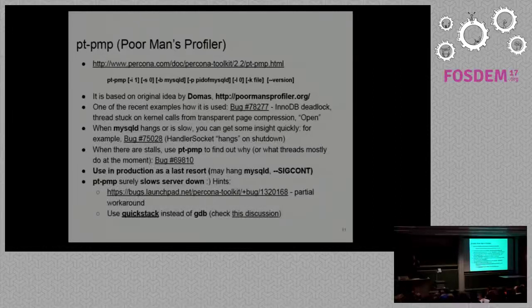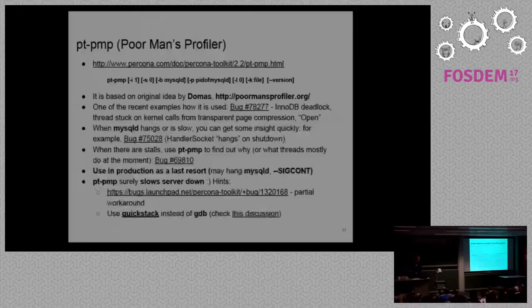Behind the scenes, historically it used GDB, so you trace your binary, and after running it may be left in a traced state. So please take care, and after running PMP, check if your MySQL is running. If it's hanging, send a continue signal to it to release it, if you are going to do it in production. Otherwise, you have a service stop. And there are ways to make PTPMP less impacting on performance. There is quickstack that might be used instead of GDB, and there are some command line options for GDB that can be changed in the code. The bug is not fixed by Percona, it just hangs around.